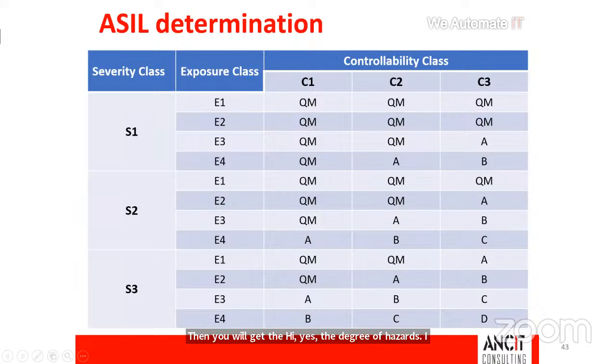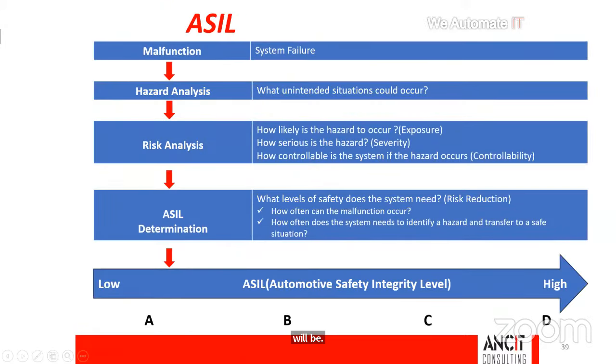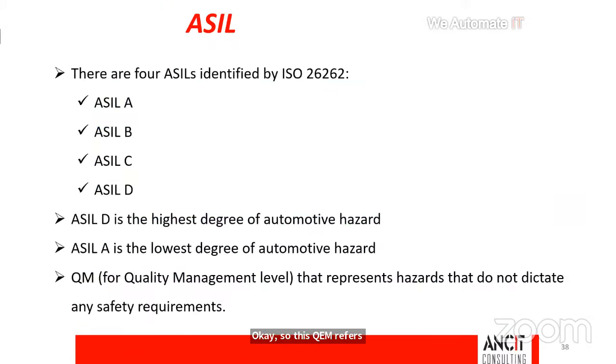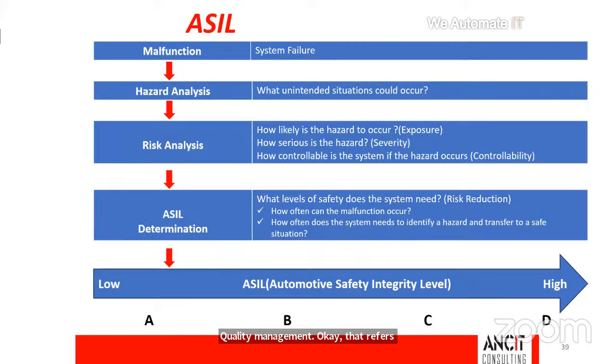Okay. So QM refers to quality management level. That represents hazards that do not dictate any safety requirements. If you are going to create any kind of ECUs or any module, that module does not require any safety measures beyond quality management. That refers to QM.